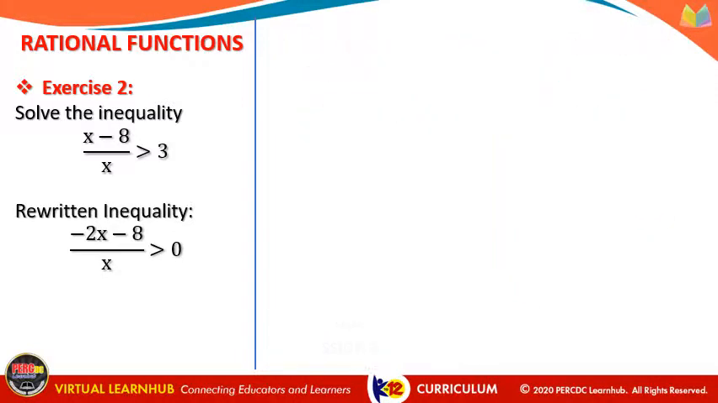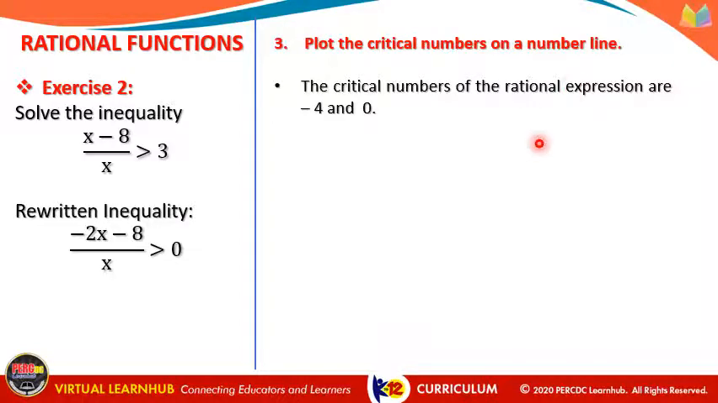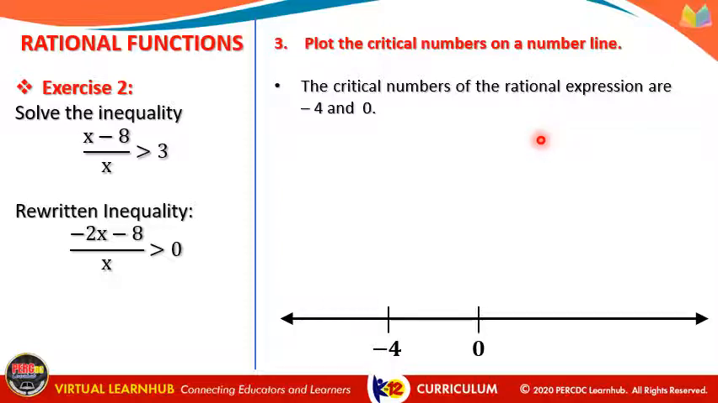Let's now go to step 3. Let us plot our critical numbers on the number line. Again, the critical numbers are negative 4 and 0. Unahin natin yung negative 4. Si negative 4 ay related sa numerator. Again, ano ulit si negative 4? Siya yung 0 ng numerator. Ito yung x na magpapa-0 sa numerator. Ibig sabihin nito, si negative 4 din yung x na magpapa-0 sa buong rational expression.